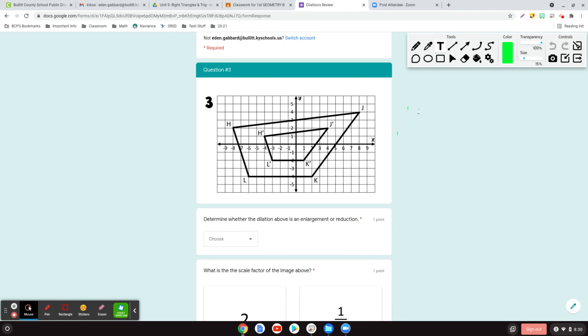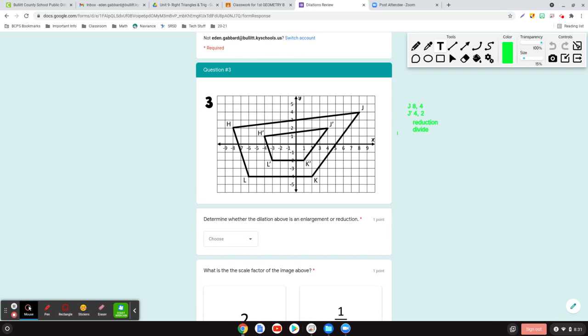So let's pick a point and let's start working with it. So our original J is at 8, comma, 4, and J prime is at 4, comma, 2. So we can tell that if we go from the big shape to the smaller shape, that is a reduction. And so with a reduction, we divide.